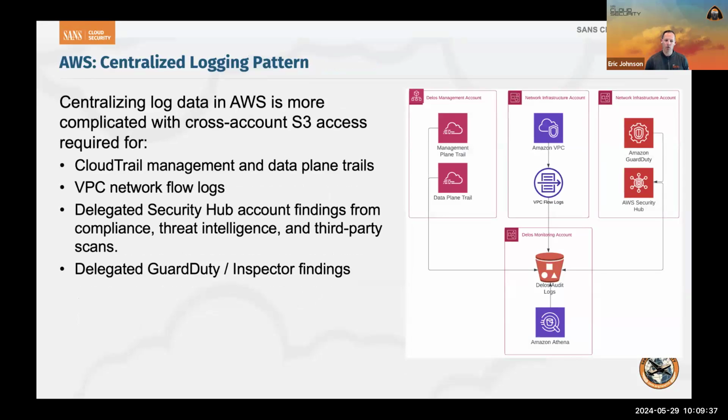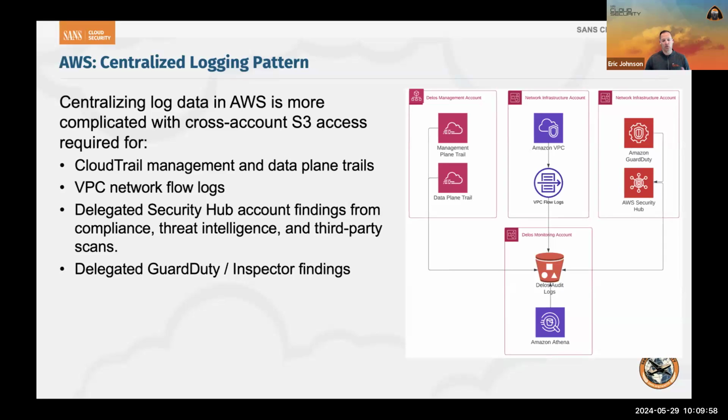AWS is by far the most complicated, I think, to set up, typically because you've got a number of different AWS accounts in your organization, and those accounts by default don't really have access to the resources cross account. So you have to do some work on the policy side to actually set that up.